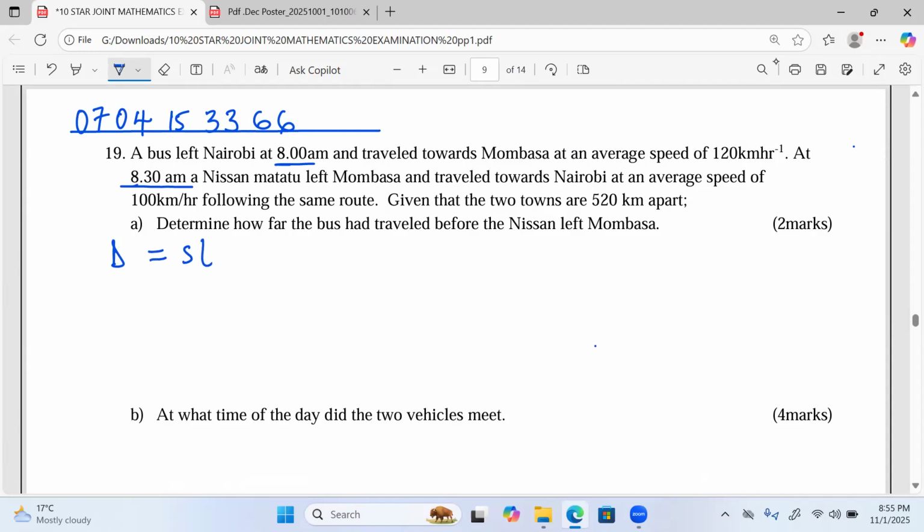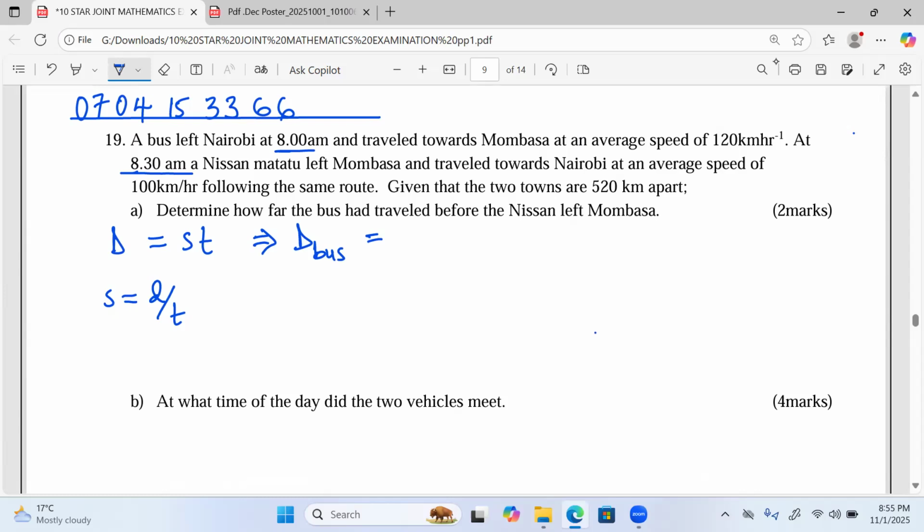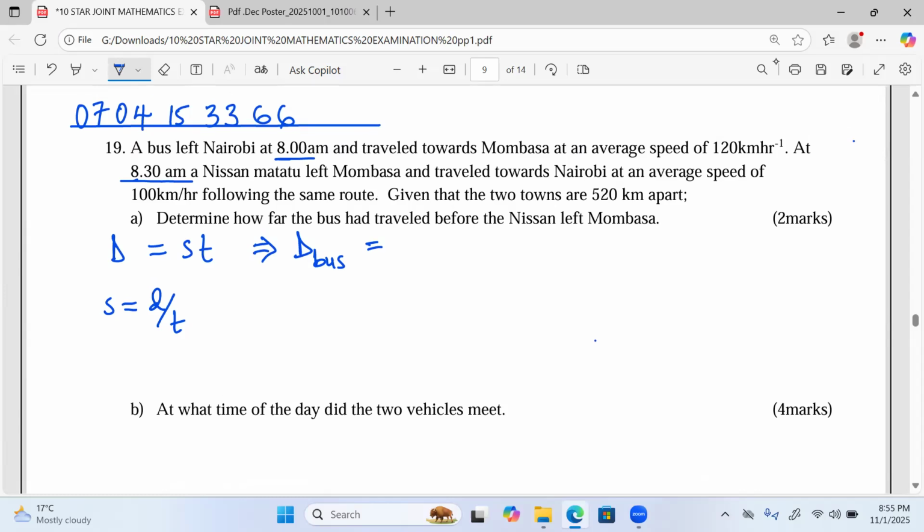Distance is usually given by speed times time, because generally we say that speed is given by distance out of time. So now to work out the distance, we have to multiply speed and time, meaning that the distance moved by this bus by the time the matatu is beginning its journey from Mombasa shall be, 30 minutes is equivalent to half an hour. So at a speed of 120 multiplied by half an hour, the time now, we shall have a distance of 60 kilometers already covered. So you check the time interval by the time the second vehicle is beginning its journey.